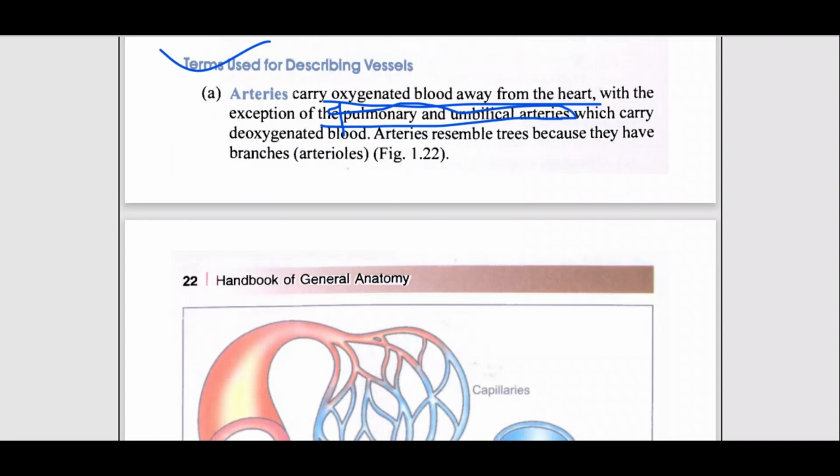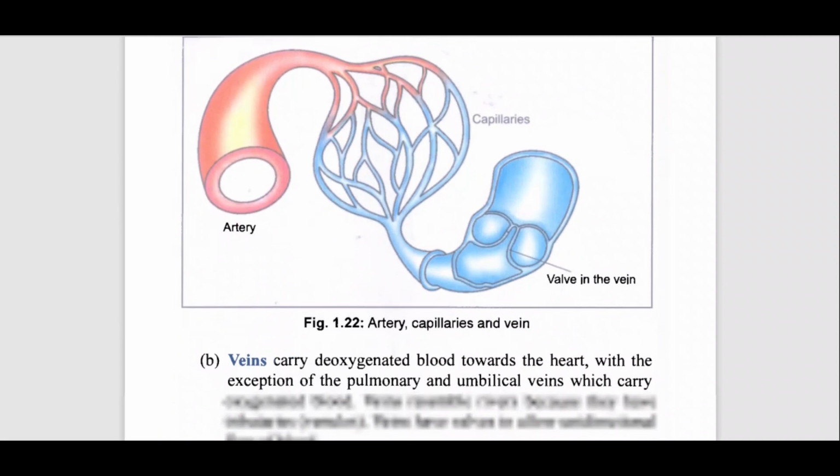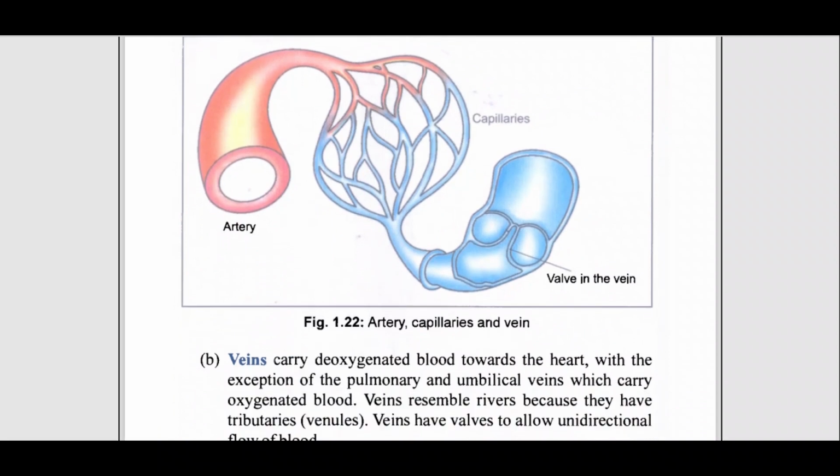Pulmonary artery carries the deoxygenated blood from your heart to your lungs. However, umbilical arteries, they carry the deoxygenated blood from the embryo, I mean the fetus, to the mother via umbilicus. Arteries resemble trees because they have branches which are known as arterioles. ये है artery, this is artery, and these are arterioles.